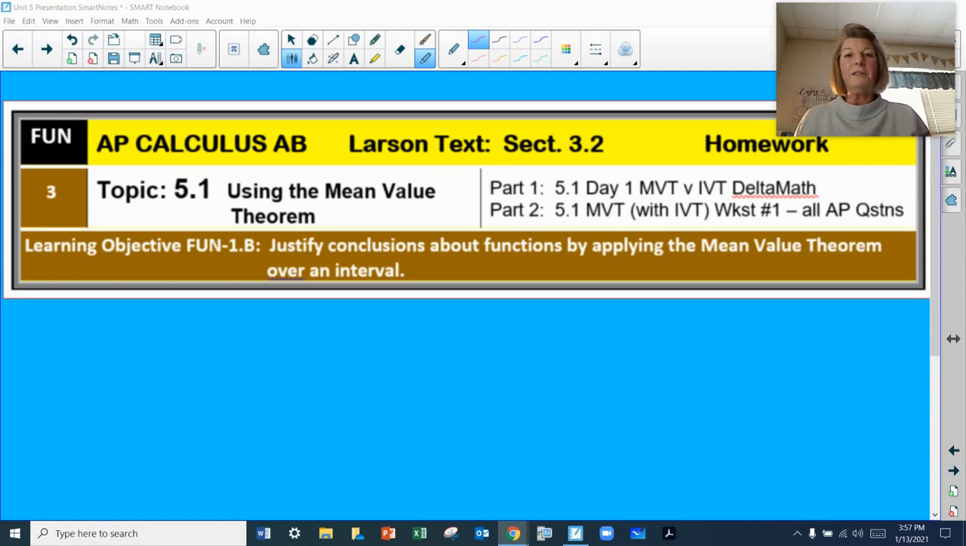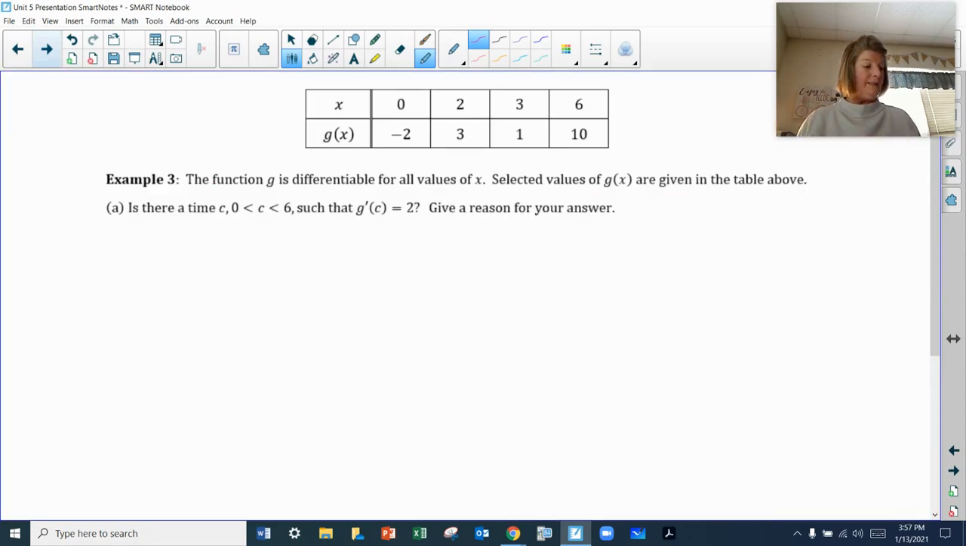Hello, welcome back to section 5.1. We are doing part 2, and we are picking up with example number 3, and we're working with IVT and MVT. Our biggest question is which one to apply, right? So I'm trying to get you familiar with that.